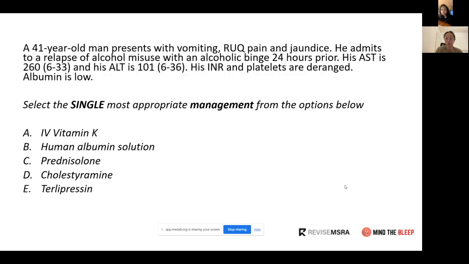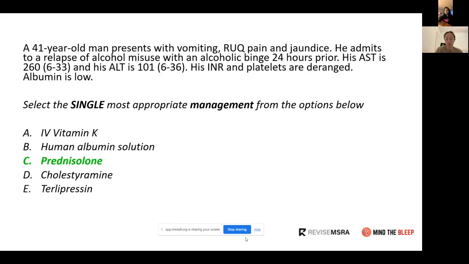So the next question. For this one, the patient has presented with vomiting, right upper quadrant pain, jaundice, and he admits to a relapse of alcohol misuse with an alcohol binge 24 hours prior. So the AST is 260. His ALT is 101. So you can see that predominantly the AST is raised. And you know that his synthetic function is also deranged. So the INR and platelets are deranged and the albumin is low. So in this question, the answer is actually steroids.